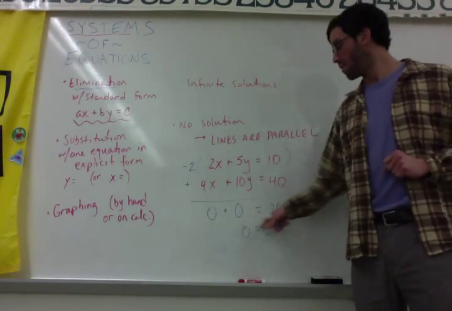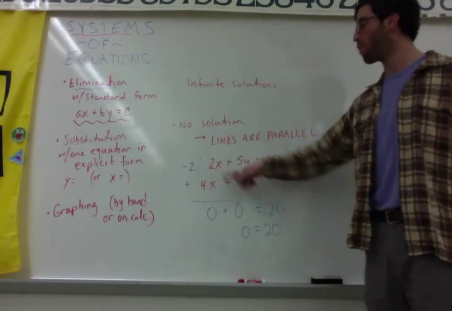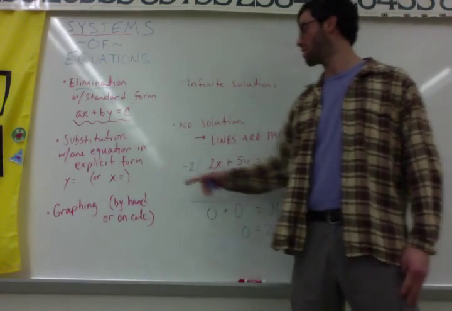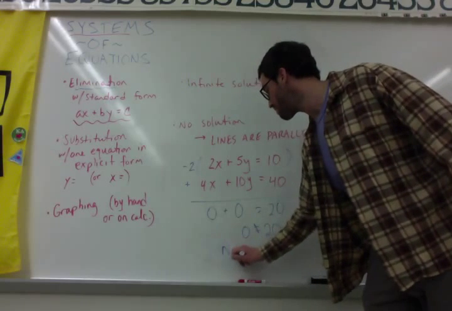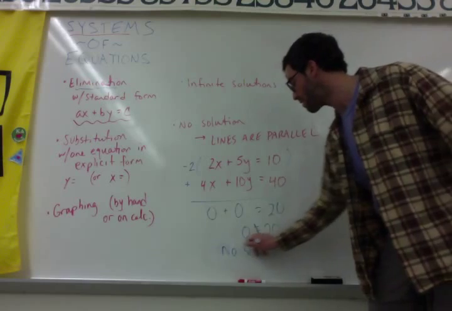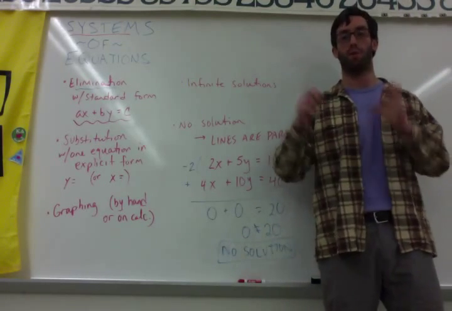So once again, we solve this using a method that seems reasonable to us based on the format, right? Elimination seems reasonable because we have standard form equations. But then we get a false statement. 0 is not equal to 20. So this means that there's no solution. You have to write that. That is your solution. That's your answer. If there's no solution, guys, you got to write those words, right? Otherwise, it's going to be an ordered pair.